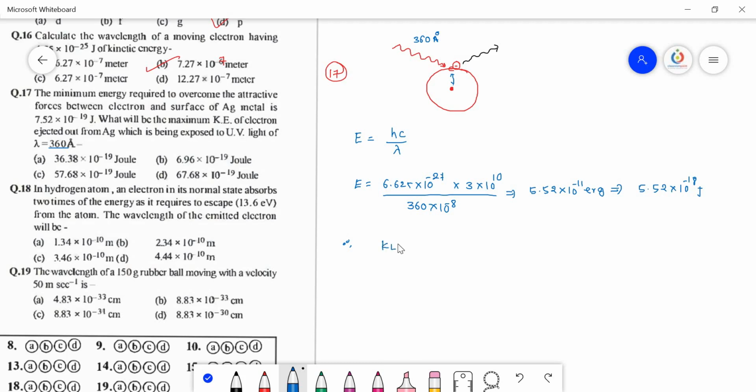So let's find out the kinetic energy. So kinetic energy is equals to the energy absorbed, and this is the difference. So we get 7.52 into 10 power minus 19 joules minus 0.552 into 10 power minus 19 joules. Both I have taken in joules only. So the kinetic energy of the electron can be known as 6.96 into 10 power minus 19 joules. So option B is correct.